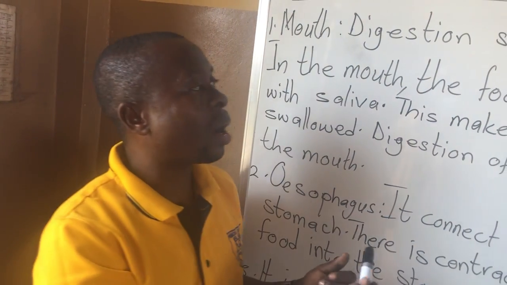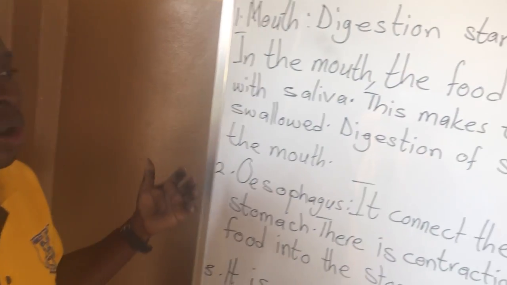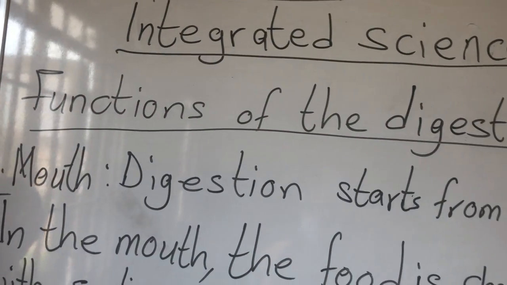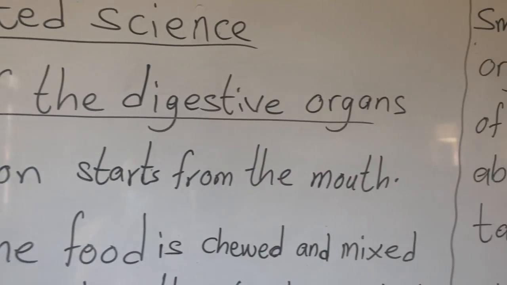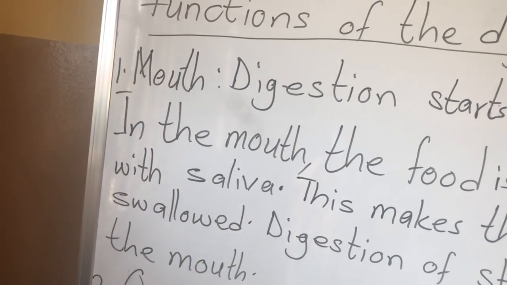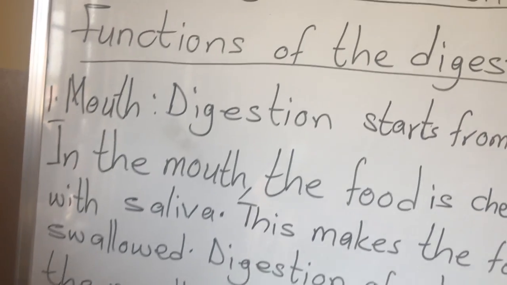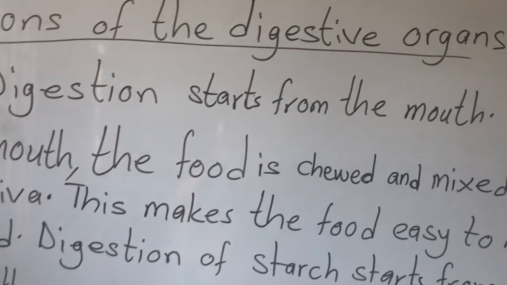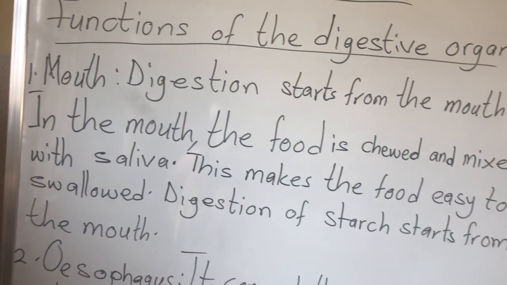So now we are continuing with the functions of the organs that come together to form the digestive system. We are starting with the mouth. Digestion starts from the mouth. Why do we say digestion of food starts from the mouth?